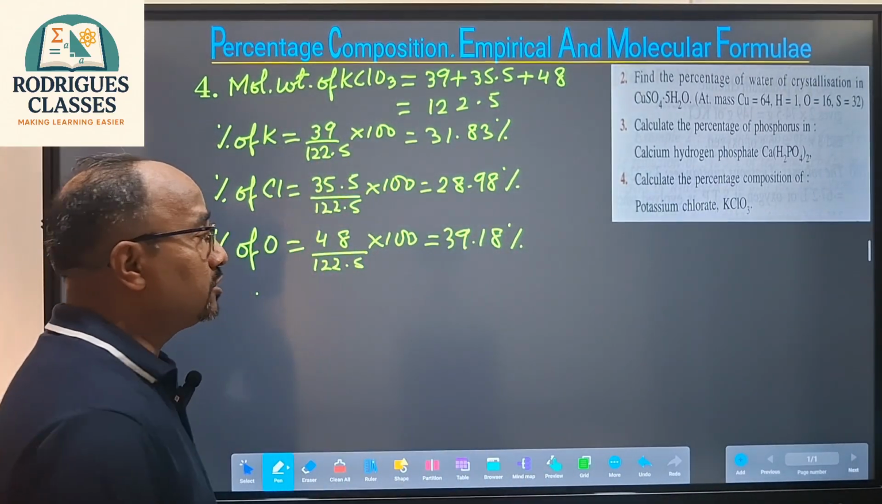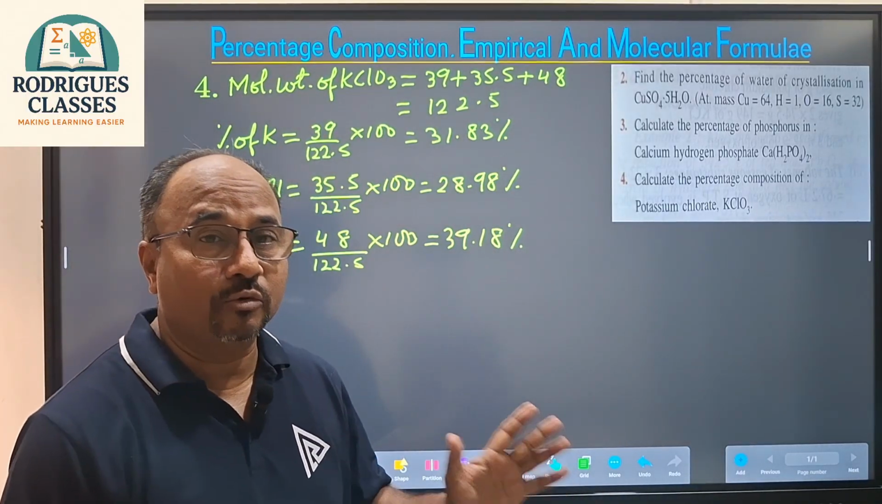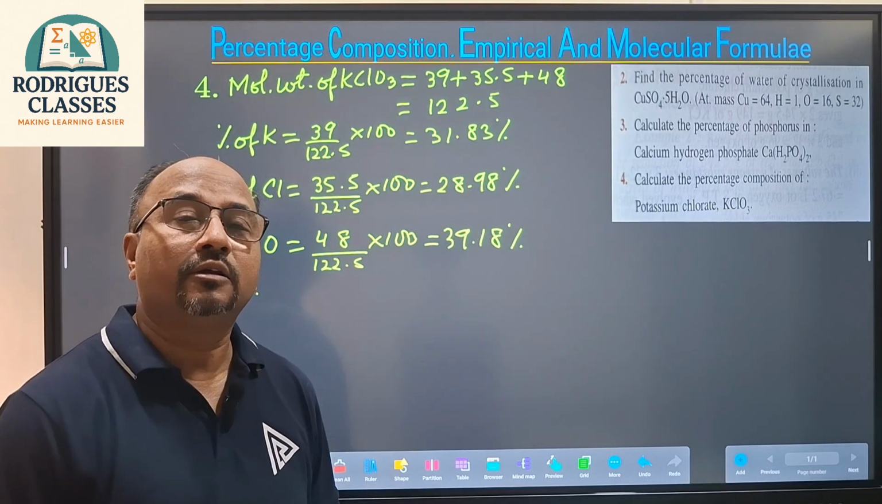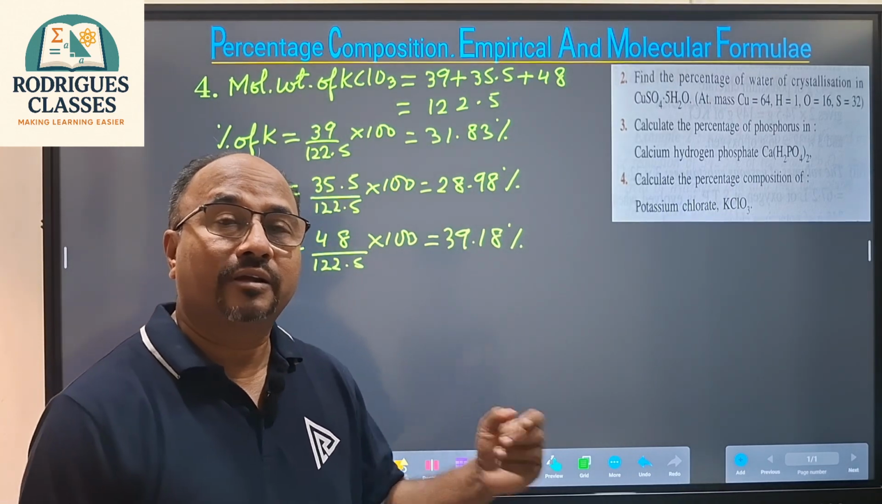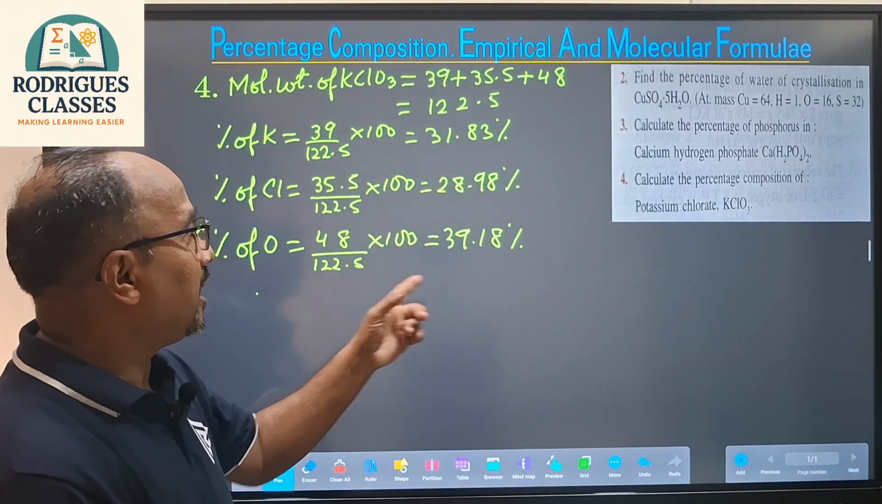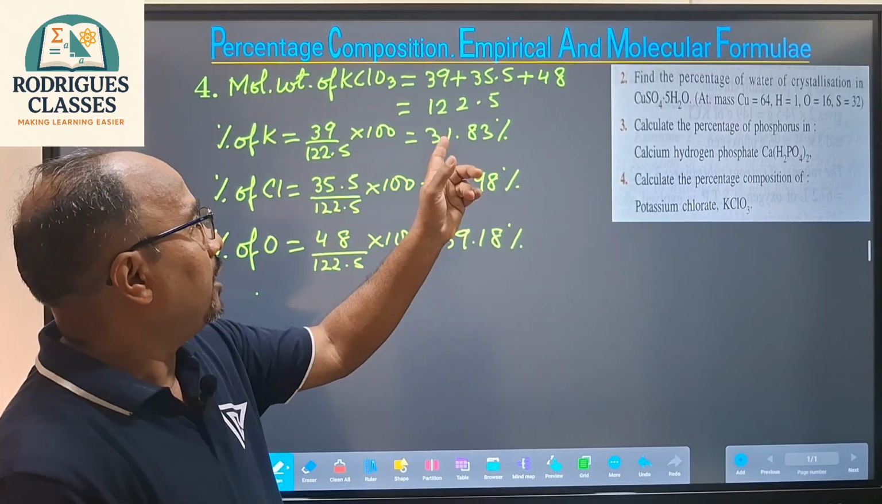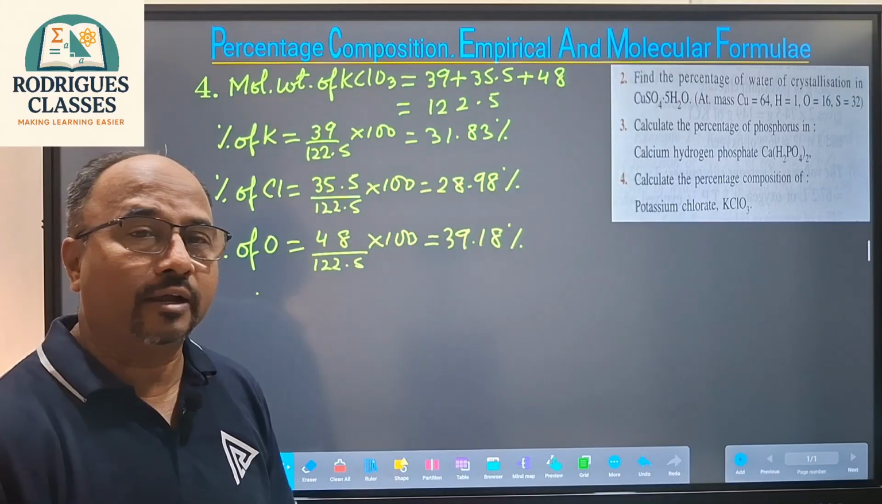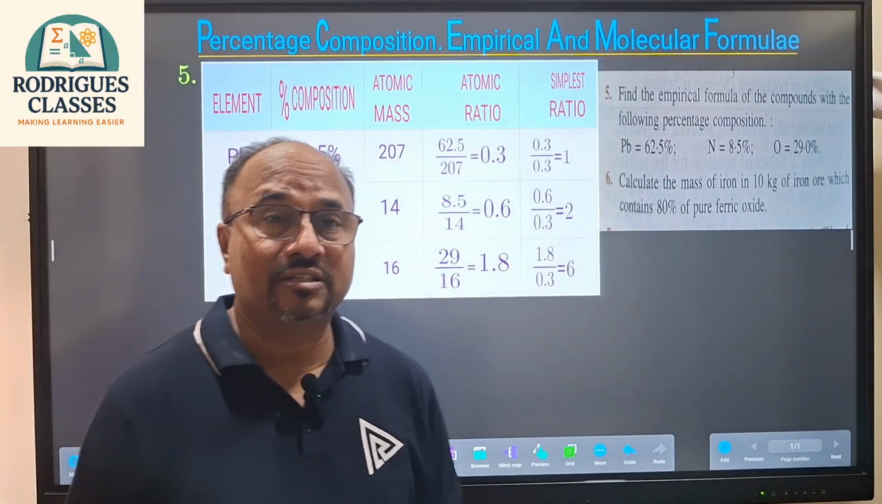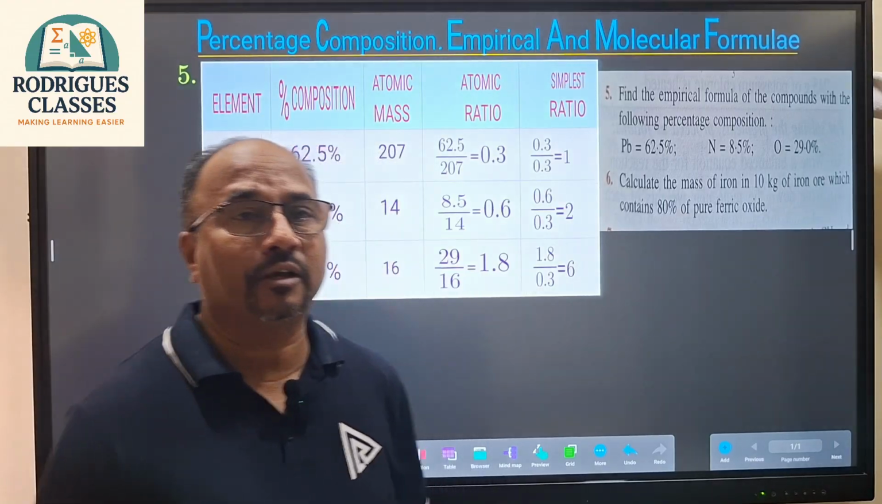So this finishes this numerical, and you can see a big calculation has come over here. So keep practicing the calculation part so you get an accurate answer. As such, in the last one we could have also done 100 minus the sum of these two and done it. So now let's see numerical number 5, which is actually of making the empirical formula.